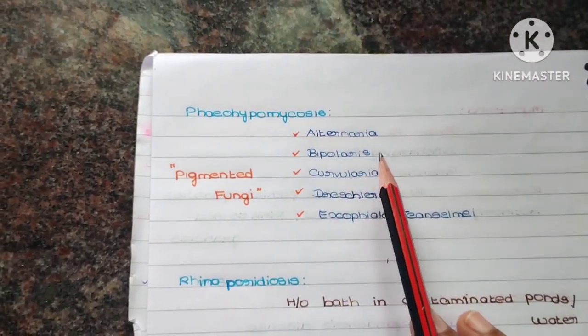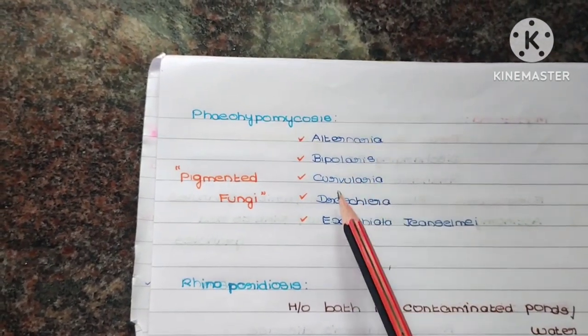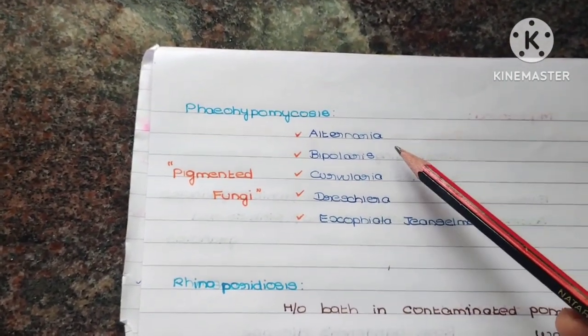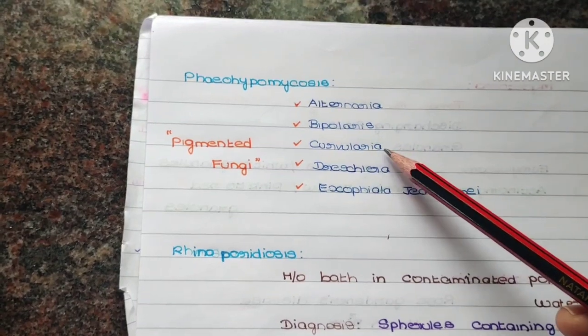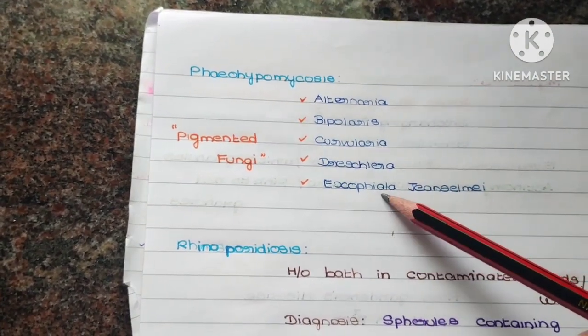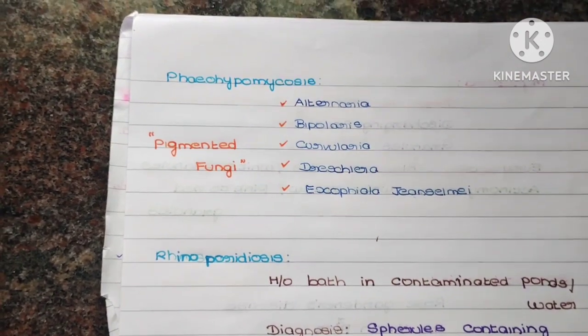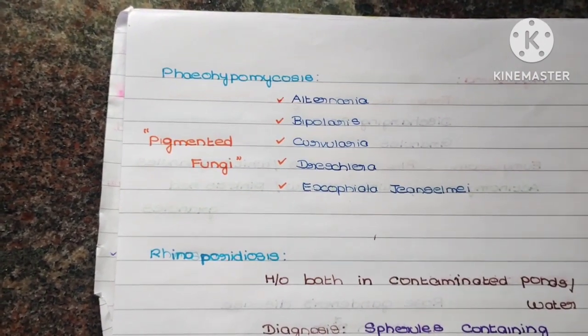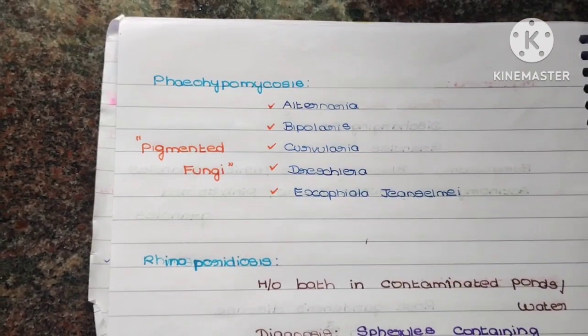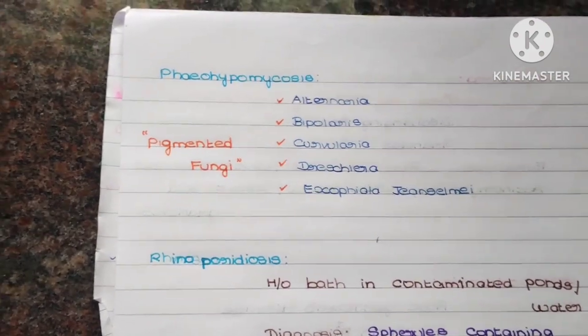Next, phaeohyphomycosis, that is the pigmented fungus. These all produce black colonies. Just remember A, B, C, D and E: Alternaria, Bipolaris, Curvularia, Drechslera and Exophiala jeanselmei. You just remember the names, that's enough, okay. No need to remember the morphological structures and all. Just remember the names of the pigmented fungi.